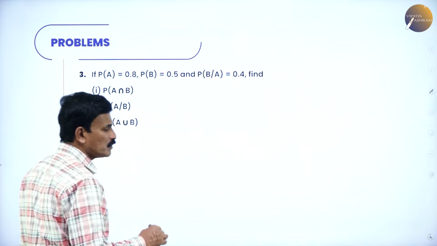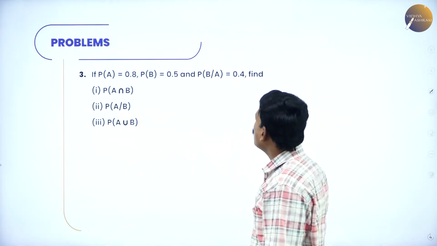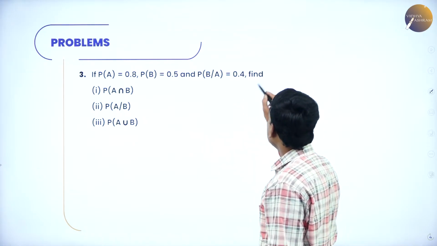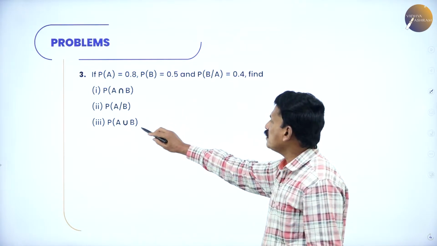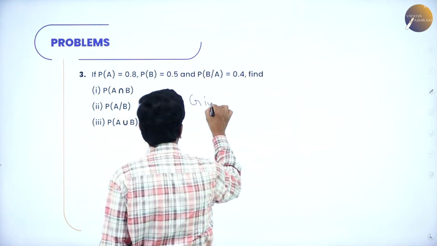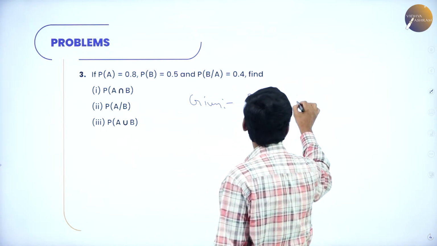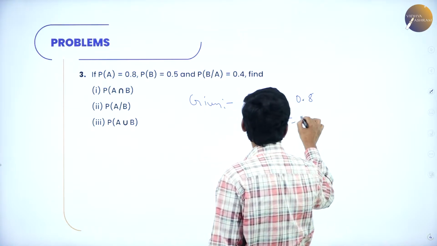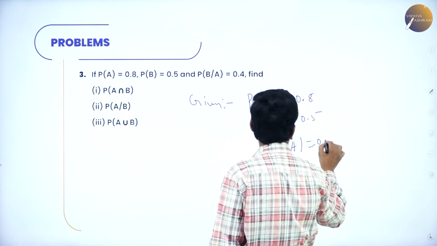Okay, now let us come to the next problem. What is the problem given? Same type of problem. If the probability of A is 0.8, the probability of B is 0.5 and the probability of B by A is 0.4, find out the probability of A intersection B, A by B and A union B. Now let us come to the first. What is given? Write down the given contents. Probability of A is 0.8, probability of B is 0.5 and probability of B by A is 0.4.